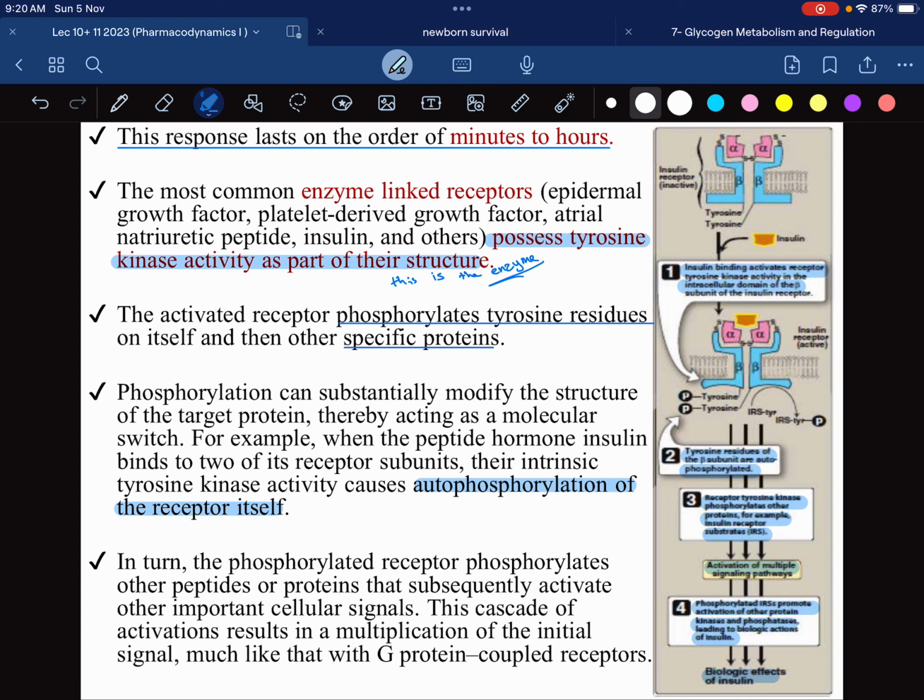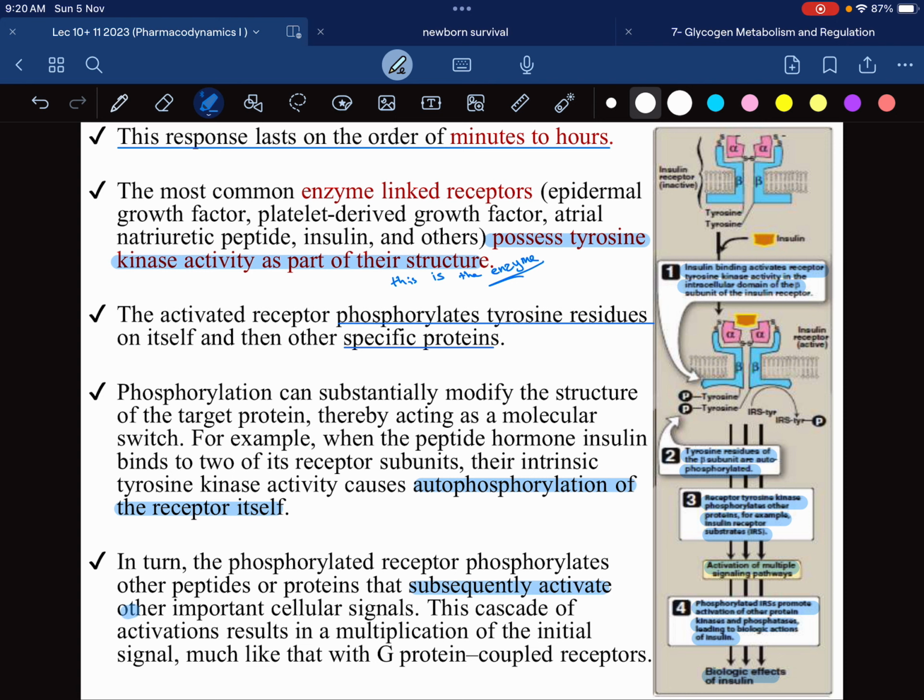After binding, there will be activation of the receptor by phosphorylation of tyrosine kinase. Phosphorylation of one tyrosine kinase will transfer the phosphorylation to another enzyme of the same type or other functionality, or other enzymes around that process. This is what we call signal transduction, to produce a certain effect of the insulin in different tissue. For example, in turn, the phosphorylated receptor phosphorylates other peptides or proteins that subsequently activate the important cellular signal.